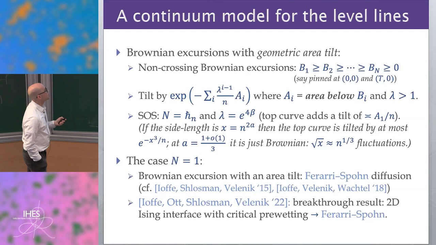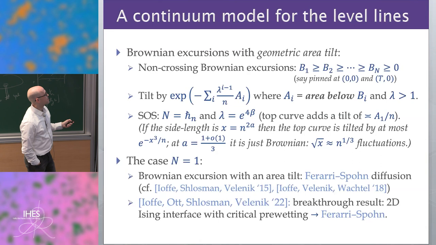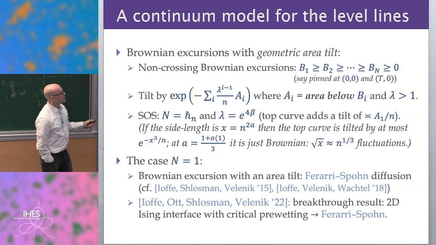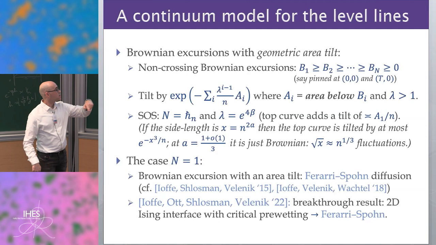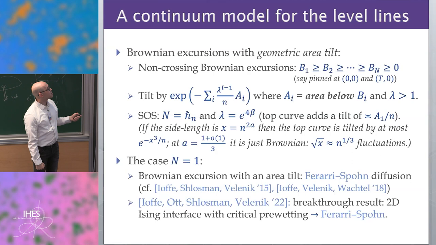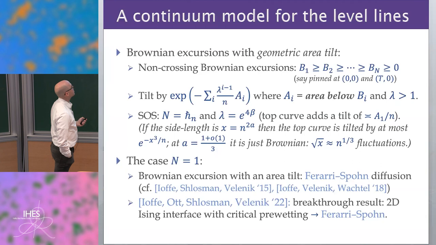Now, I don't know if Ivan will mention this in the next talk. This is a fantastic breakthrough that I thought I would never live to see, actually. But in Ising, the two-dimensional Ising with critical pre-wetting is going to converge to the same thing. It is again one of these curves with an area tilt, just one curve, and they showed it. Ivan and Senia and Dima and Ott.